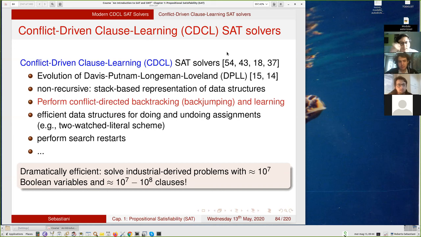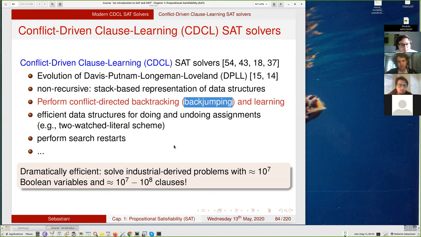But what is most important, they perform conflict-driven backtracking, also known as backjumping, and learning. So backjumping and learning are the keywords for understanding modern SAT solvers. There are many other very interesting techniques, also very efficient data structures like the two-watched-literal scheme and others. But the real game changer was backjumping and learning. And also search restarts and so on.